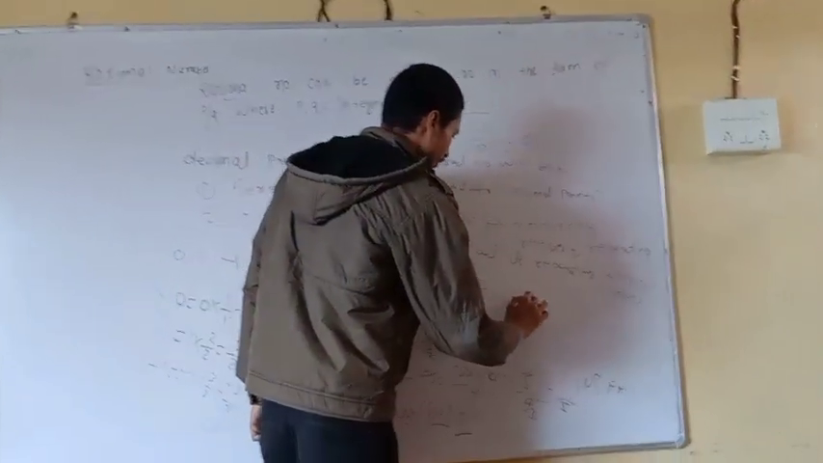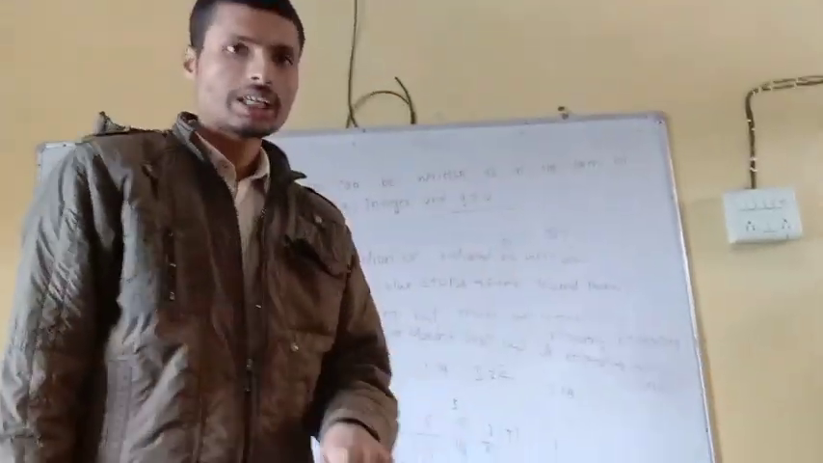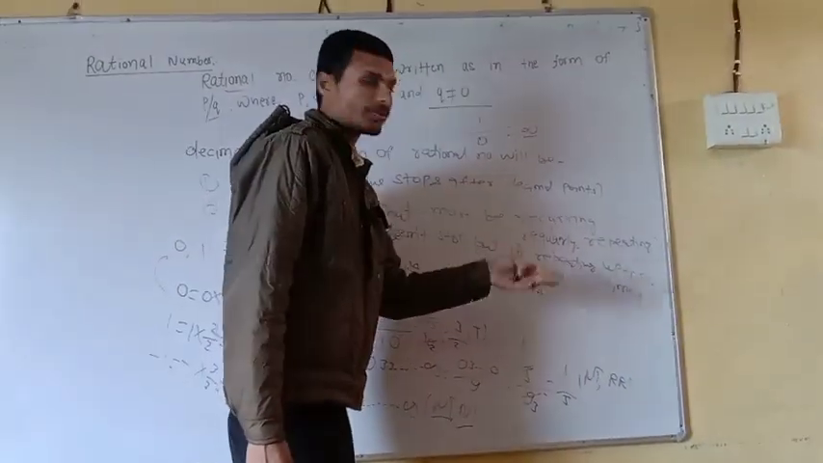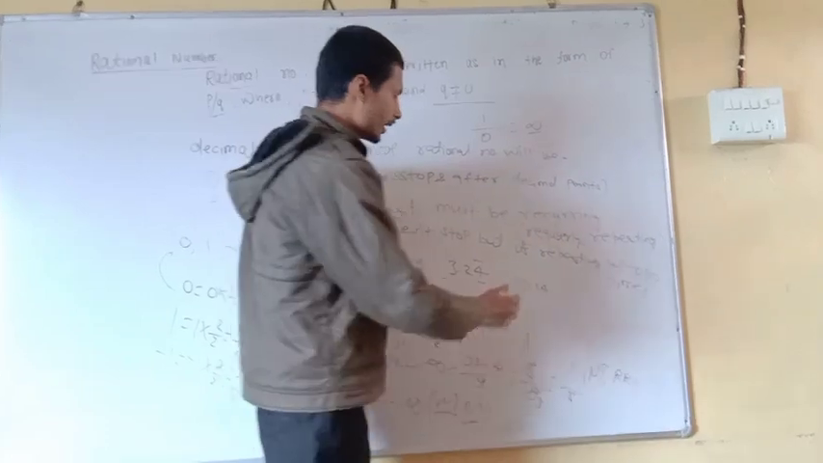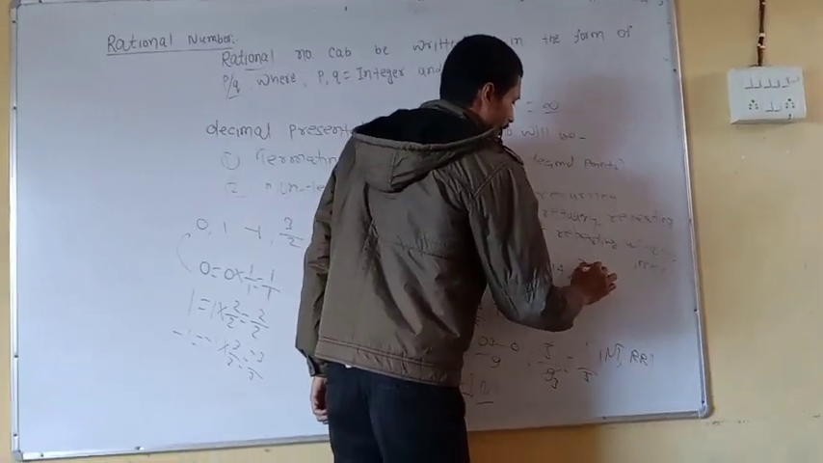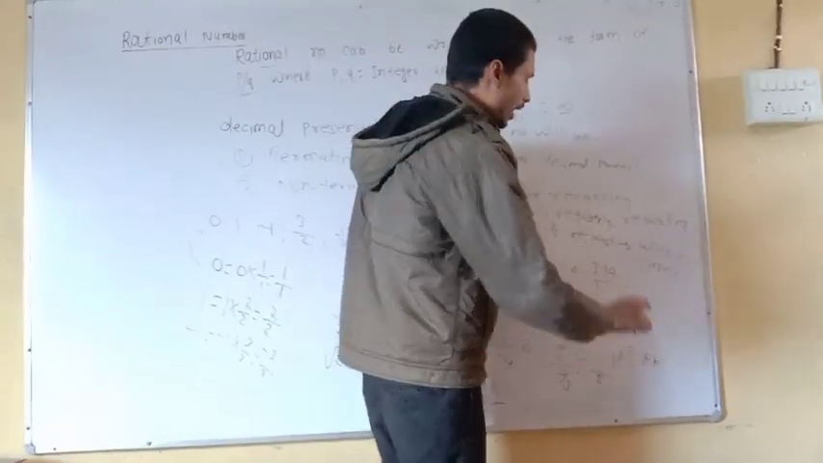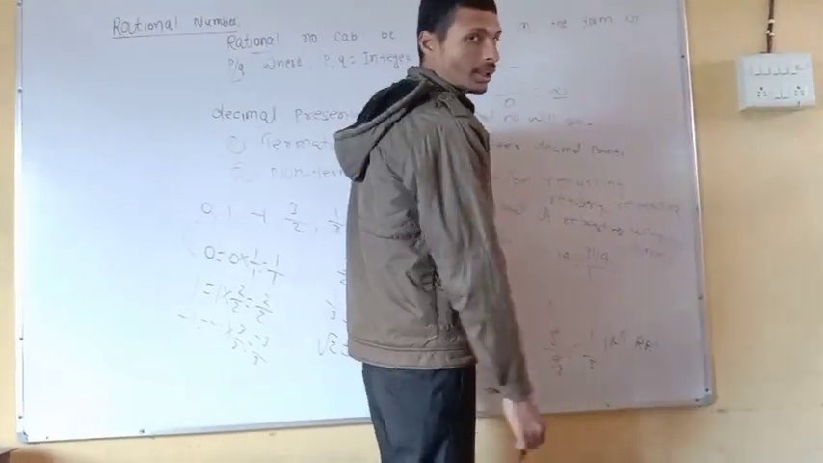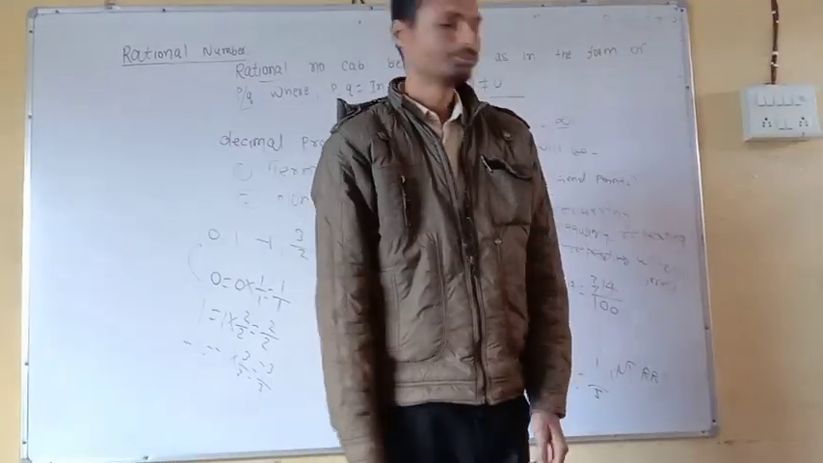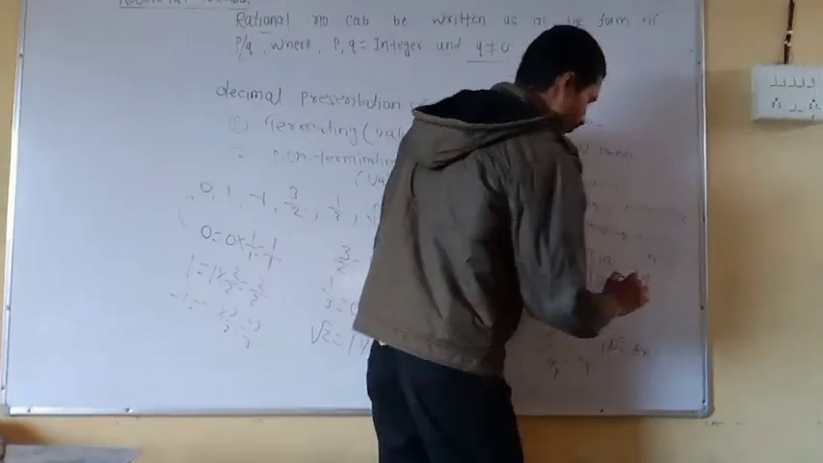The last one is 3.14. This is a terminating decimal because after the decimal point the value stops after 2 digits. It is easy to write a terminating decimal in the form of p by q. Yes or no? Instead of the decimal, we put 1 in the denominator. After the decimal there are 2 digits, so we put 2 zeros over here. Then the decimal will be removed, so this can be written as 314 upon 100. Yes or no?